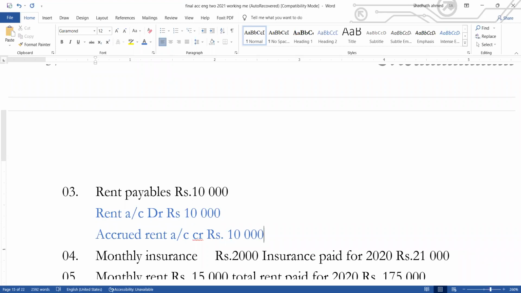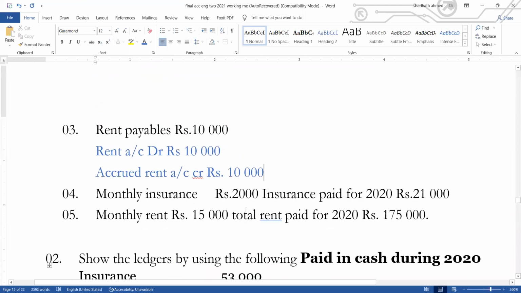That means you can say accrued rent account or else rent payable account, both same. I told you payable and accrued have the same meaning. Therefore, when you write the answer in the accounts, you can say rent payable account or else accrued rent account, both are same. So rent account debit, accrued rent account credit, or else rent account debit 10,000, rent payable account credit 10,000, both same, no issue, right?